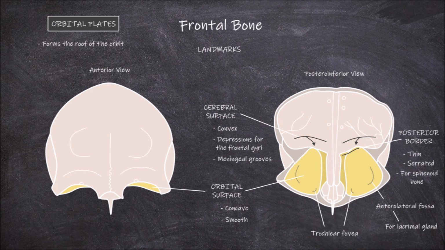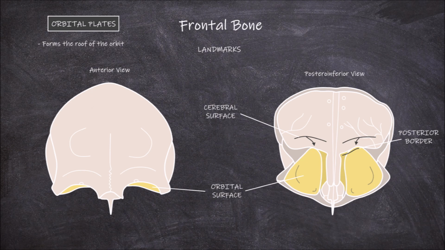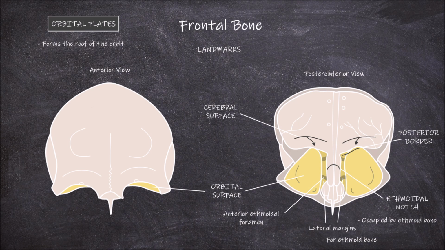The two orbital plates are separated by a wide notch known as the ethmoidal notch. This notch is occupied by the ethmoid bone. The lateral margins of this notch articulate with the ethmoid bone. On each of these margins, two grooves are found. These combine with those of the ethmoid bone to form two canals known as the anterior ethmoidal foramen and the posterior ethmoidal foramen.